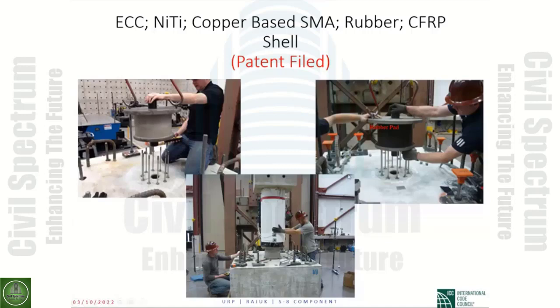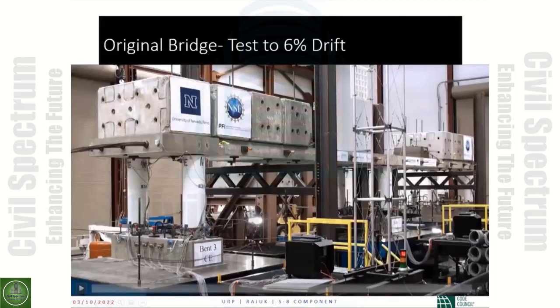And then, of course, once this element or the other element are installed, the upper part of the column, which uses CFRP shell, is lowered onto the footing, and of course, everything is connected.